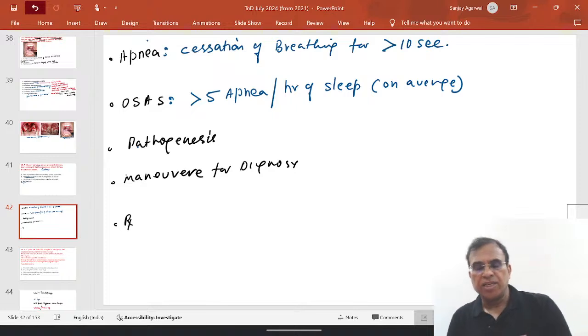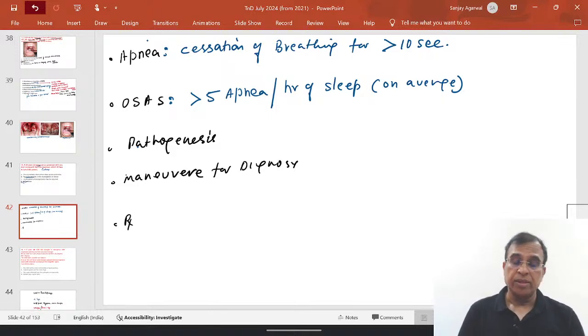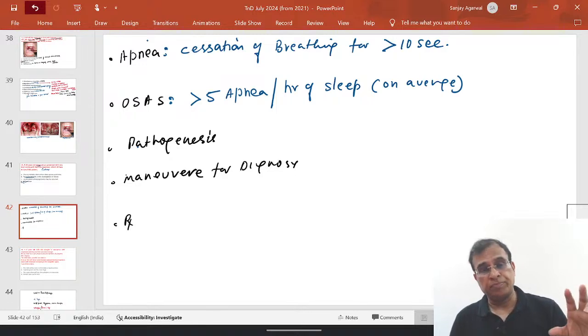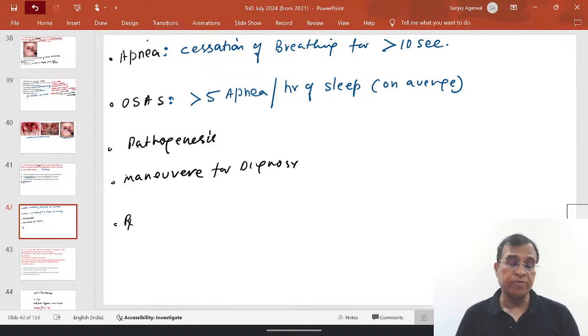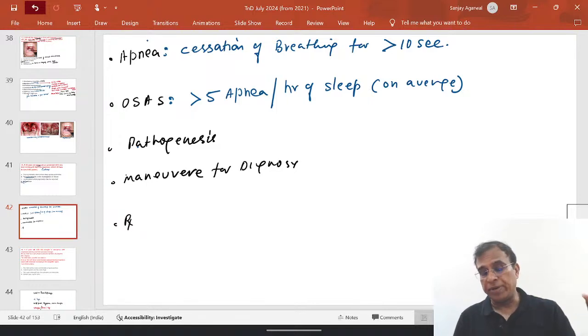On average, if somebody has more than 5 episodes of apnea per hour of sleep, then it is diagnosed as obstructive sleep apnea syndrome. So somebody sleeping for 6 hours should have more than 30 apneas. If there are 30 apneas in 6 hours, the average is 5. If somebody is sleeping 7 hours, the total number of apneas has to be more than 35. The average comes to be 5. Then it is called apnea.